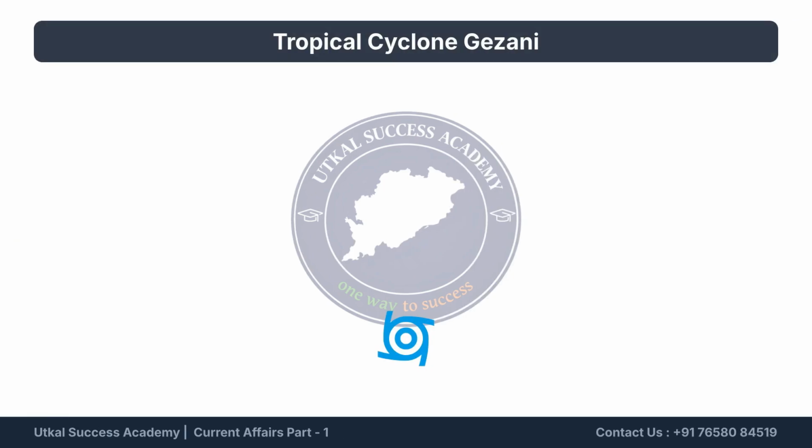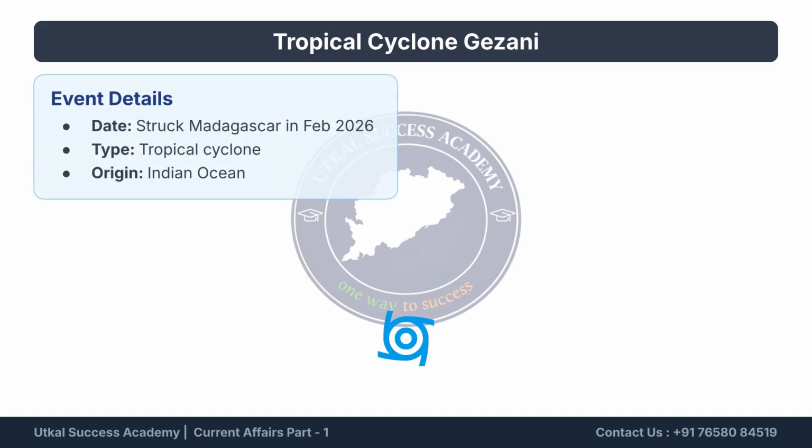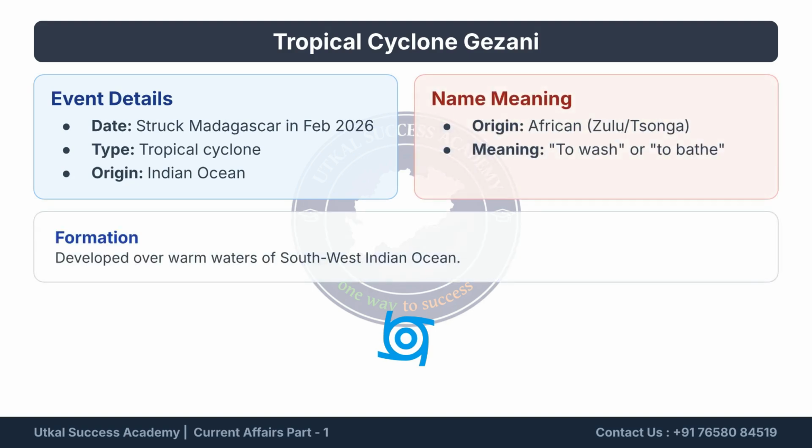We now discuss Tropical Cyclone Gazani, which struck Madagascar in February 2026. This tropical cyclone originated in the Indian Ocean. Its name comes from the African Zulu/Songa language, meaning to wash or to bathe.